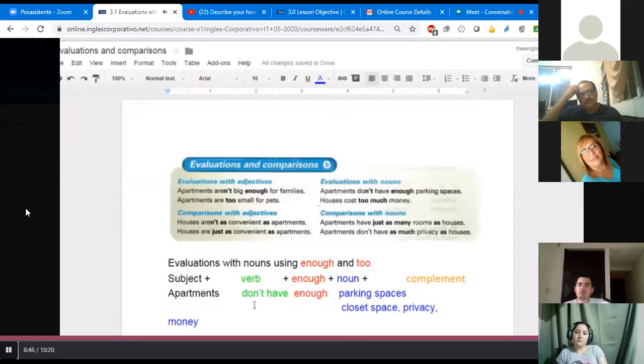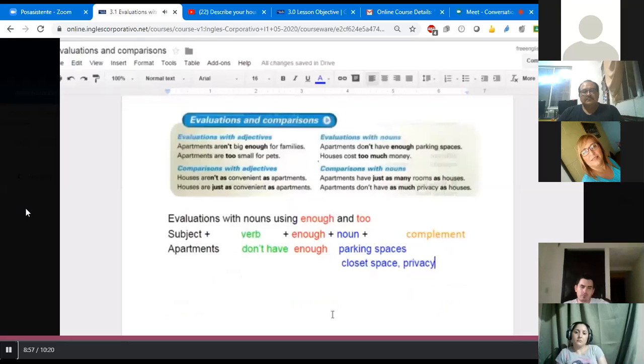So we can say the following. Apartments don't have enough parking spaces. Apartments don't have enough closet space. Apartments don't have enough privacy. And the last example that I would like to make is how to use too.